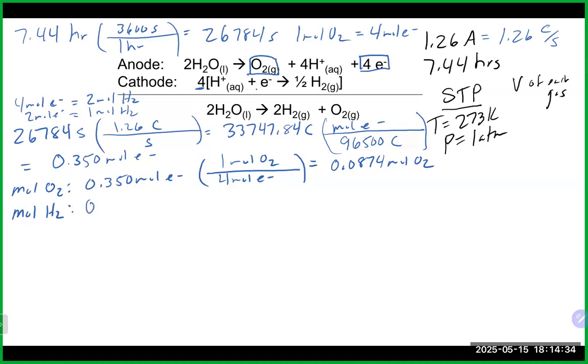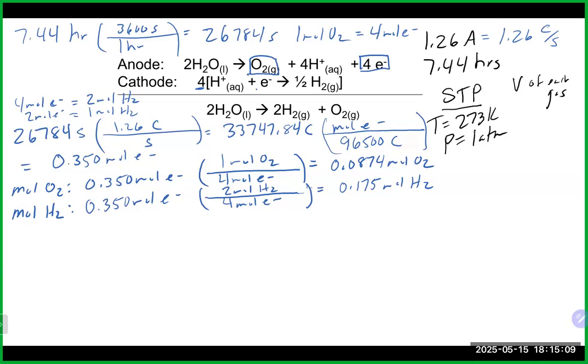We'll go 0.350 moles of electrons. Again, you can use the reduced version or the version you get. It comes out the same. I'll use the one we get when we multiply. So 4 moles of electrons gives me 2 moles of H2, which is essentially the same thing. And that's going to get me 0.175 moles of hydrogen. Any questions so far?